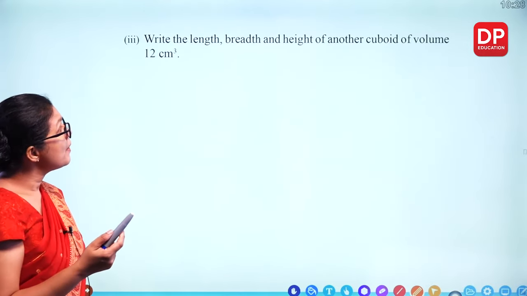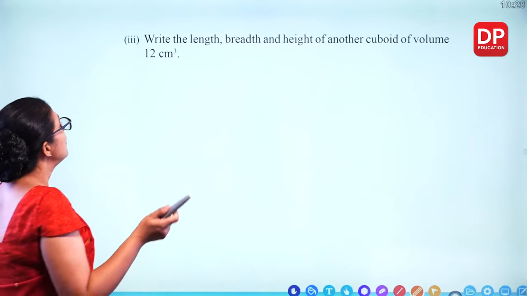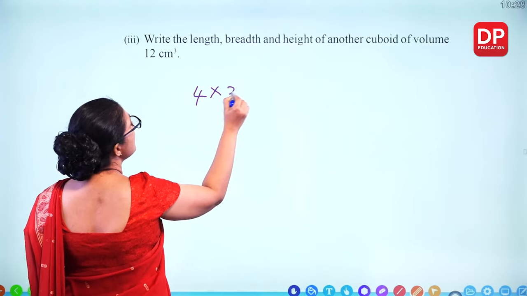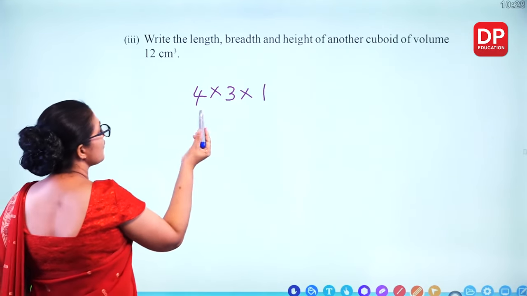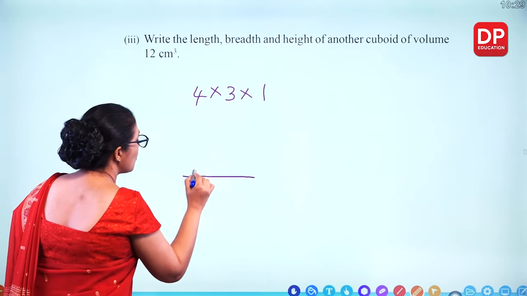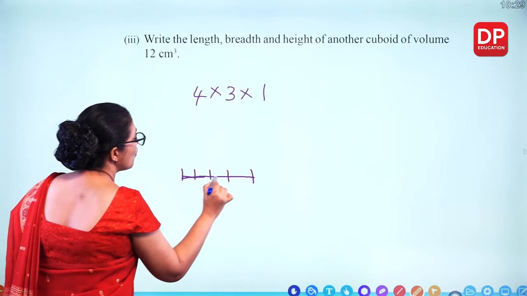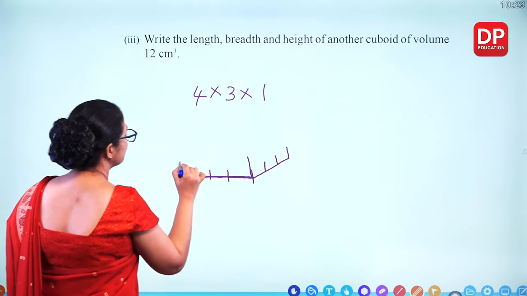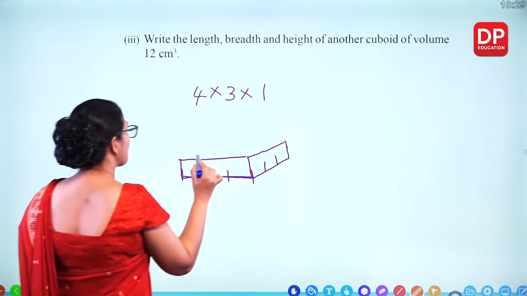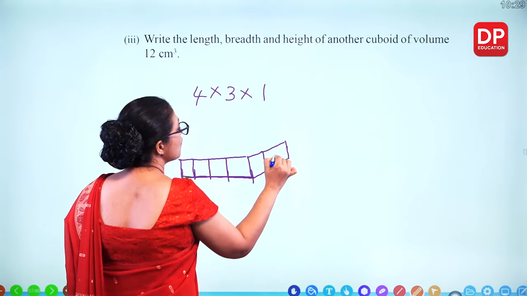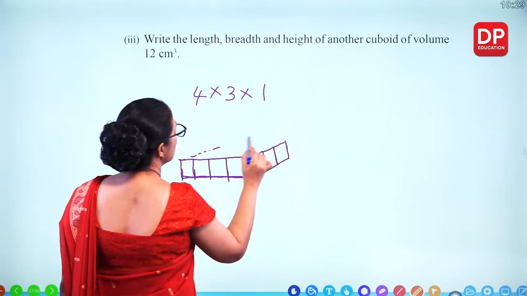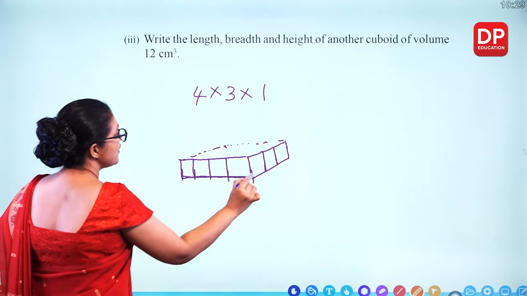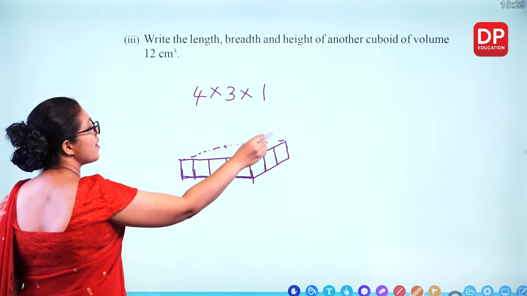Now we'll take another one. Write the length, breadth and height of another cuboid of volume 12. So we need to get 12 by multiplying different numbers. We'll take 4, 3, 1. That's also 12. So 4 length, 1, 2, 3, 4. So 4 like this, and this way 3. 1, 2, 3. And height 1. So this is the cuboid you are getting. So 4 this way and 3 breadth and 1 height.